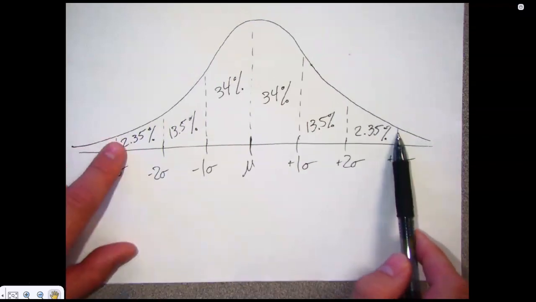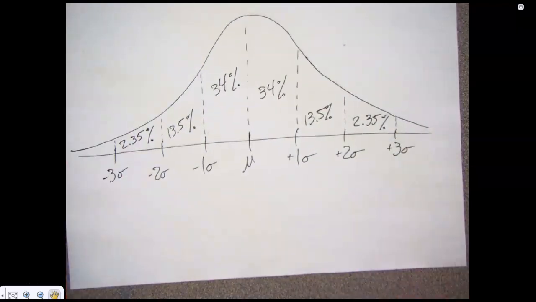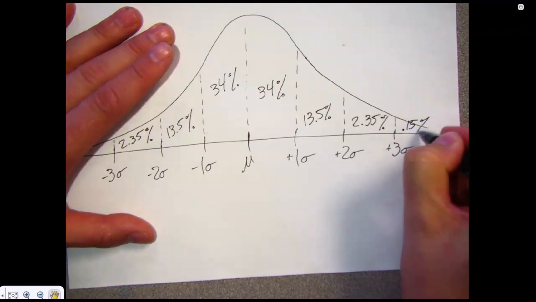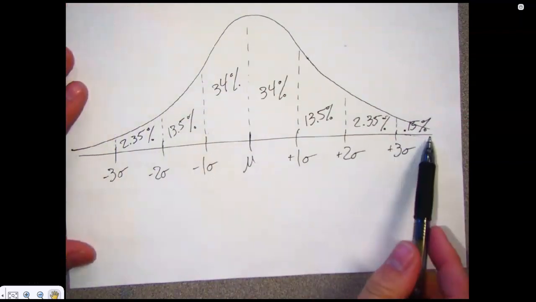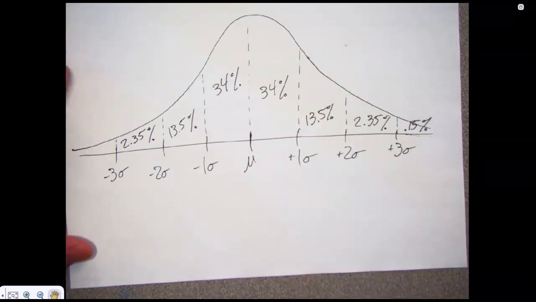So how much percent have I used so far? 99.7, right? And how much is the whole thing? 100. So I've got 0.3% left. So only 0.15% are going to be out there. So make sure you realize that's 0.15%, not 15%. So that's like 0.0015, really.